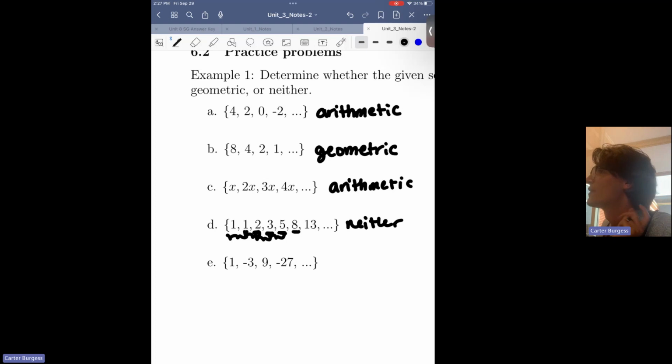And then one final one for E. What do we have going on with E here? We are multiplying by -3. How do we know that it's negative? We're flip-flopping between positive and negative. And so what is this going to be? Geometric. Very good.